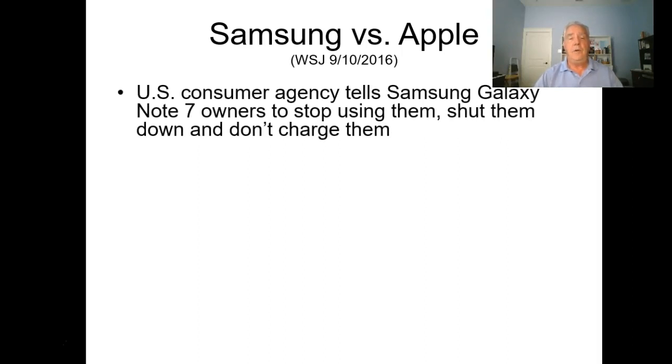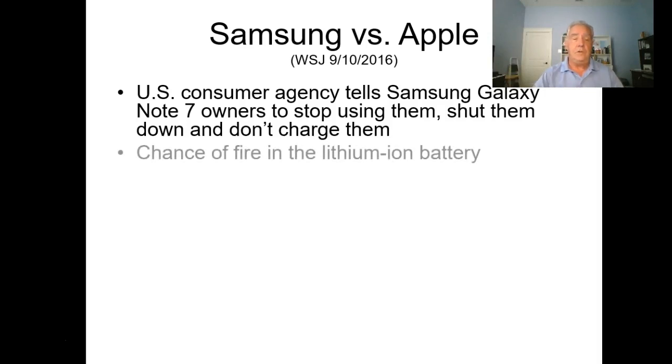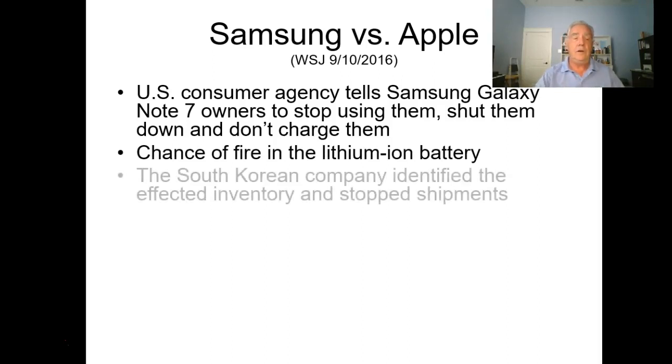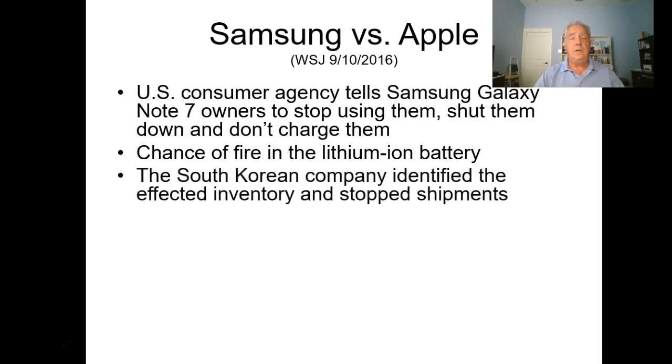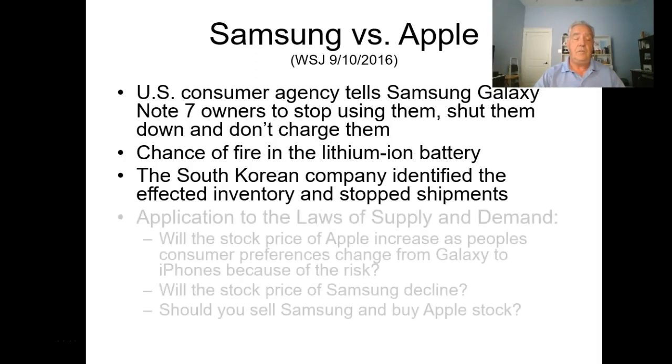They had a problem with batteries exploding, not only in people's pockets, but also on airplanes when they were being charged, etc. So what Samsung did is, because of the possibility of a fire in the lithium battery in their phones, they pulled the product completely off the market. They purged their inventory of all these batteries, and they totally stopped all new shipments until they could get their hands on the problem.